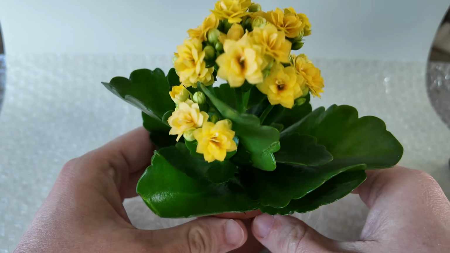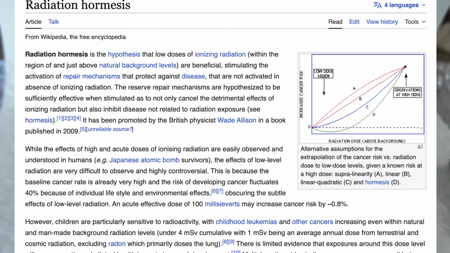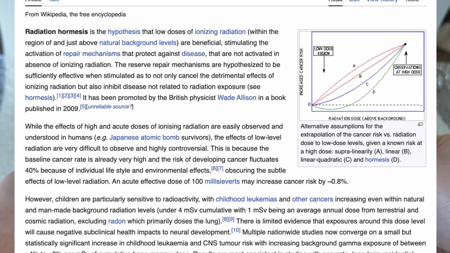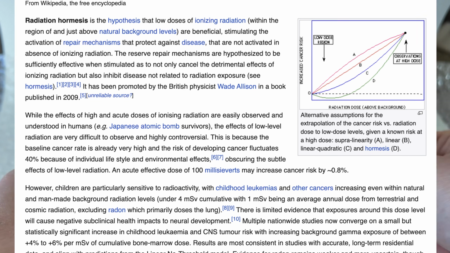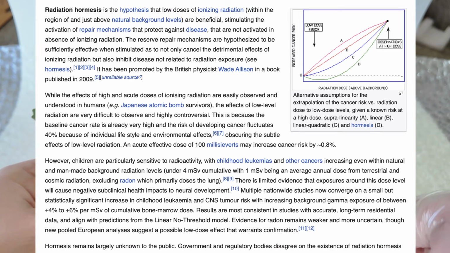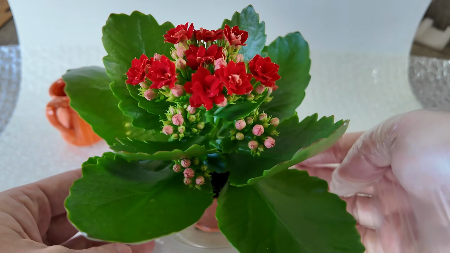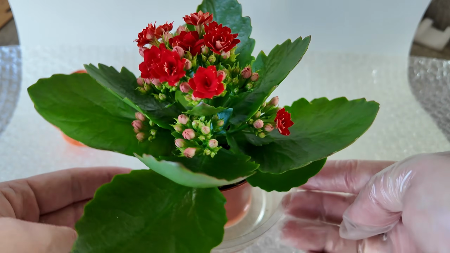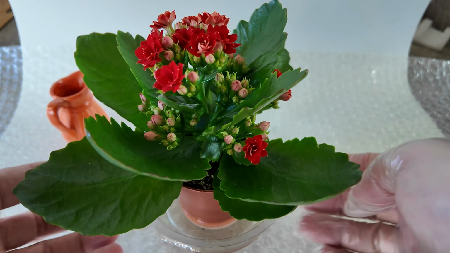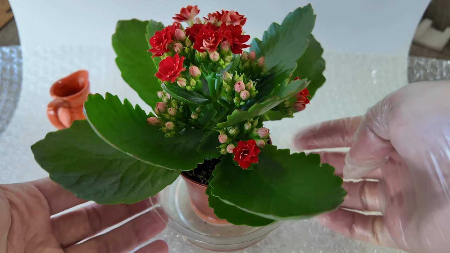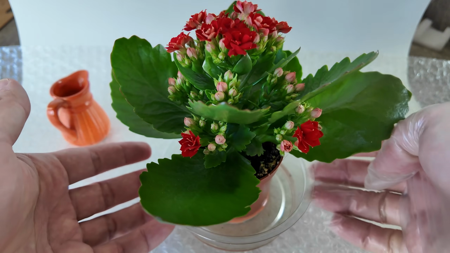However, there is a theory of radiation hormesis, and this theory tells us that a small amount of radiation can stimulate plant growth. But I'm not a biologist, so I cannot tell if it's true or not. Still, it is interesting to see that the plant that was exposed to beta for now is the largest one, but maybe it's just a coincidence, maybe it's a bit different lighting conditions and so on. But in general, all the plants are in good shape, and I will continue the experiment for the next week.